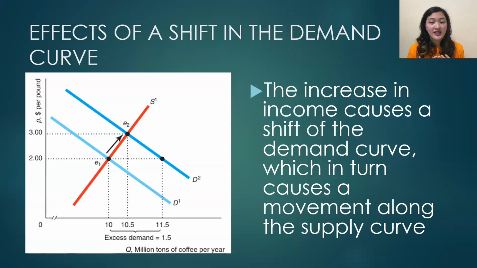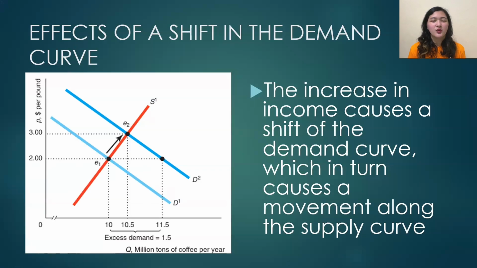We see this reflected in the demand curve moving to the right from D1 to D2, as shown here in figure 2.6 of our book. Now let's break this down. At the initial equilibrium price of 2, consumers now want to buy 11.5 million tons of coffee per year. But here's the catch. The suppliers at that price are only willing to provide 10 million tons.